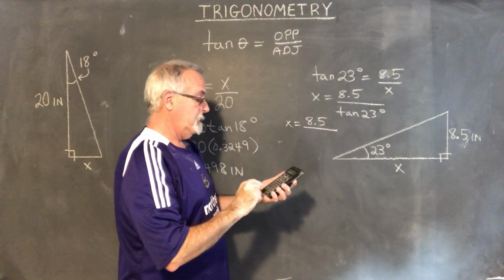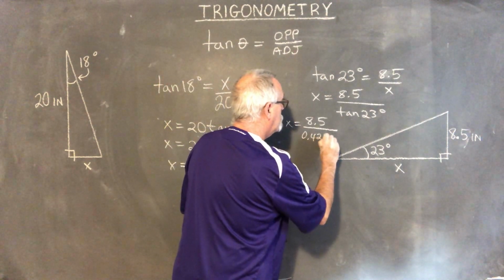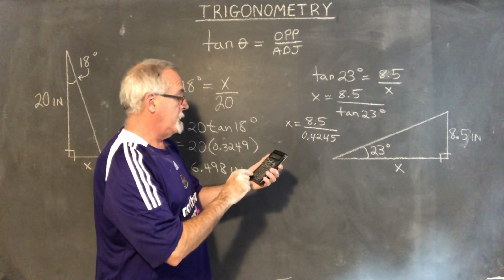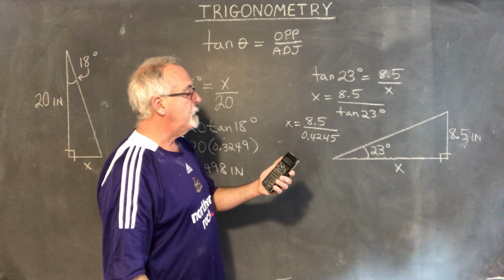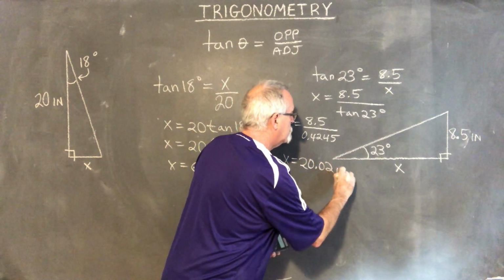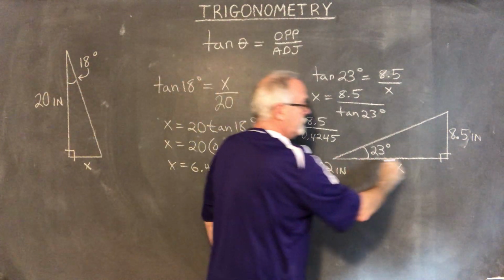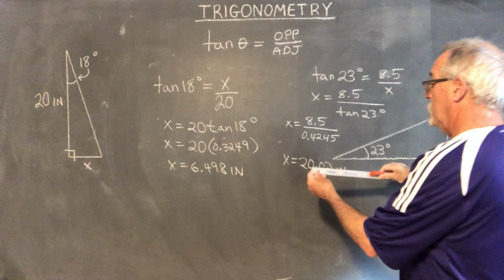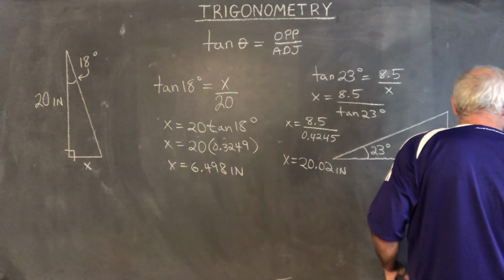Tan 23 equals 0.4245. Okay, clear. 8.5 divided by 0.4245 equals 20.02355. I will say 20.02 inches. Now this one, I had actually measured as 20 inches. But this one, I drew that side without trying to measure it. So I may as well measure it. Is it very close to 20 inches? Yes, it is. Okay.